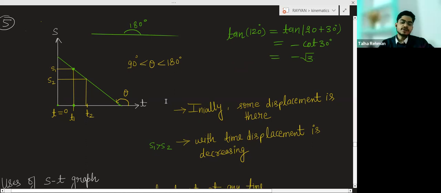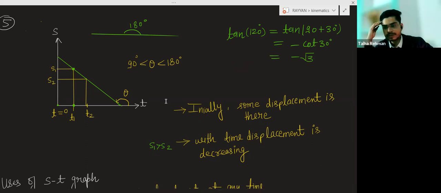So what is the significance of the negative slope? Slope is what? Velocity. It means velocity is negative.